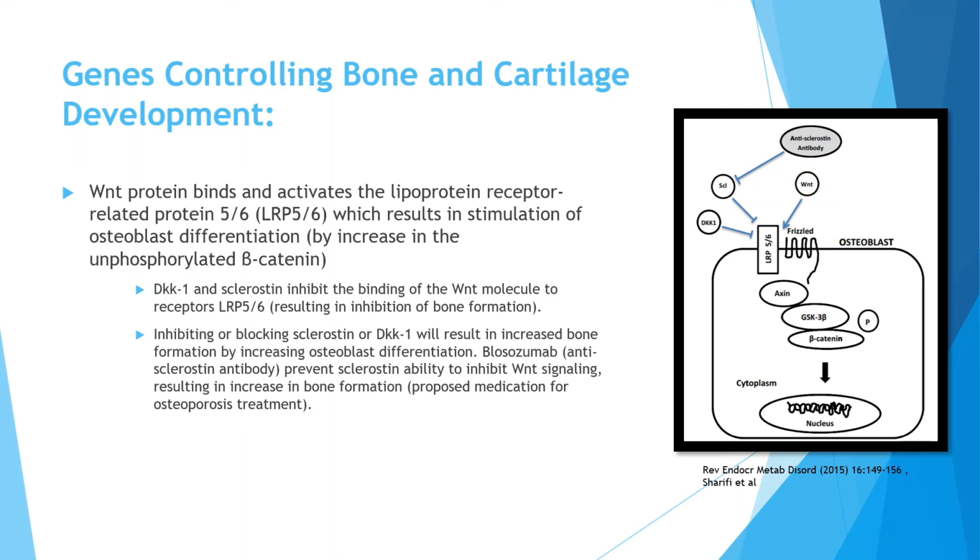So again, Wnt protein binds to the LRP5 and 6, resulting in an increase in the unphosphorylated beta-catenin, which results in osteoblast differentiation and increased function. Two proteins inhibit this process, so when you inhibit these two proteins, you get increased function. The protein that inhibits these two proteins from inhibiting the Wnt protein can be used in treatment of osteoporosis. One of these antibodies is romosozumab, and it inhibits the sclerostin, so it allows the Wnt protein to do its function.